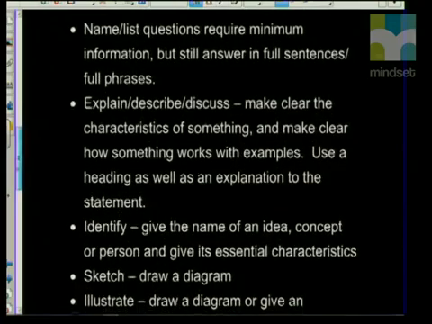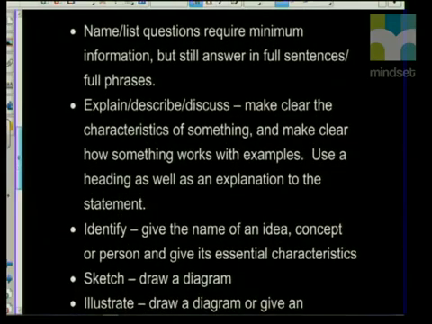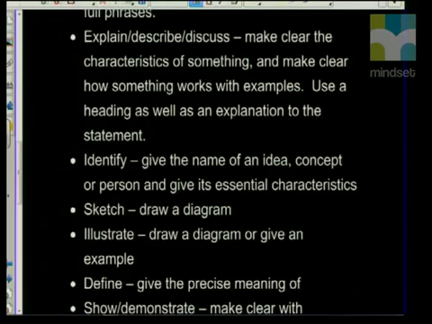In point 6, for instance, I've listed a few of the typical type of questions that you can expect. When you come across a question like explain, describe, or discuss, it is very important that you make clear the characteristics of something and that you make clear how something works and make use of examples. When you discuss a question, it's always advisable to write a heading, underline the heading, and then start with your explanation.